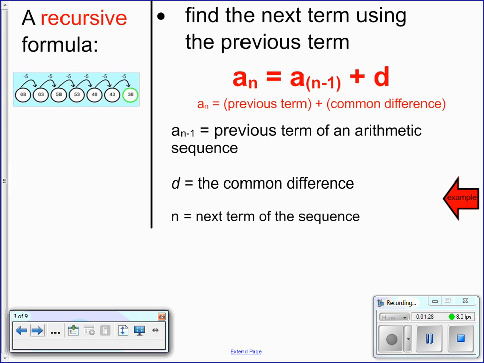So the recursive formula we can use just to find the next term, but we need the previous term. So this equation says a sub n, so a sub whatever number we're looking for, like the 10th place or the 11th place, equals a sub n minus 1. So if this number is the 11th place, I need the number that's in the 10th place, and I add the common difference.